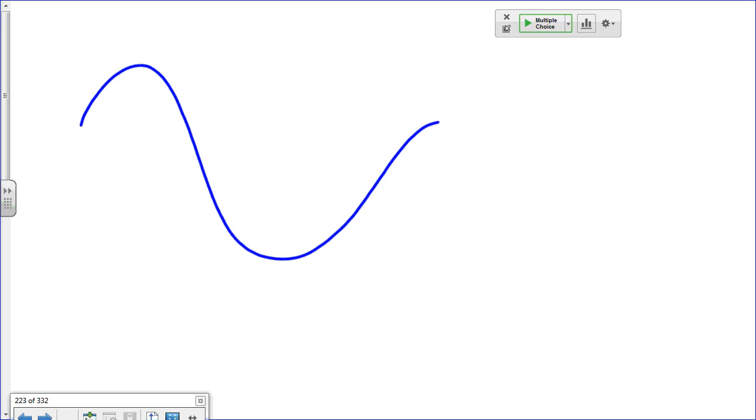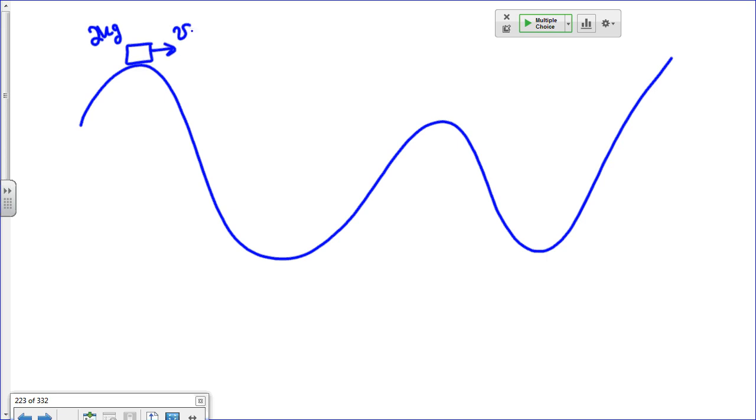Yeah, so let's say we have something like this. Let's say that we have an object up here, has a mass of 2 kilograms. And let's say that it has an initial velocity equal to 1 meter per second. All right, and that this height at this point is 5 meters. Let's say that this height is 2 meters, and this side over here keeps going up.